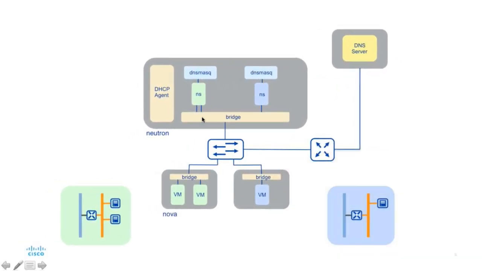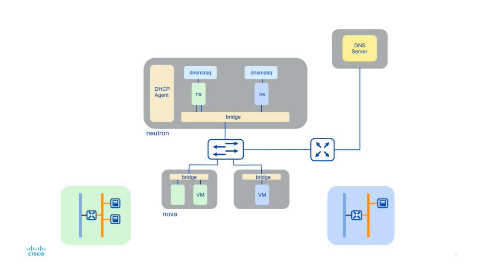So initially, when the network node comes up, the DHCP agent configures the dnsmasq processes. And what it configures them with is the range of IP addresses to be assigned to the tenant VMs, as well as the configuration to push down to them.